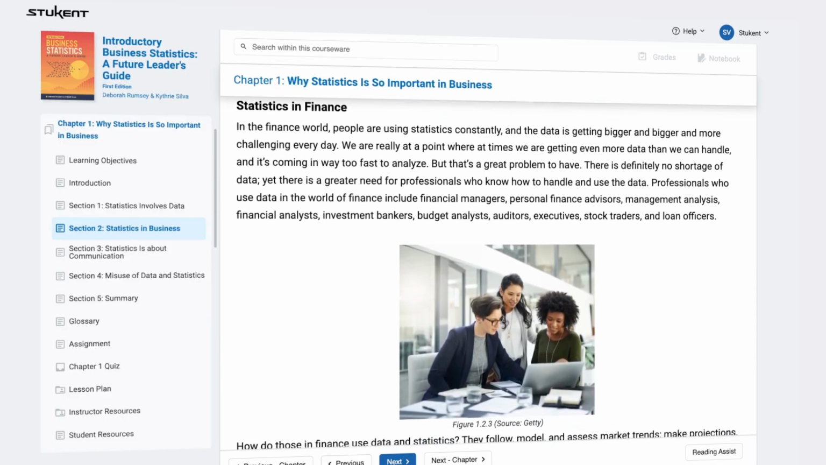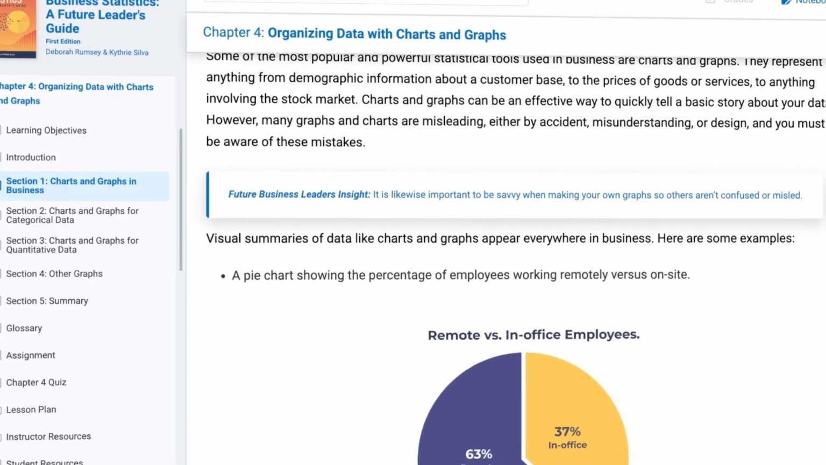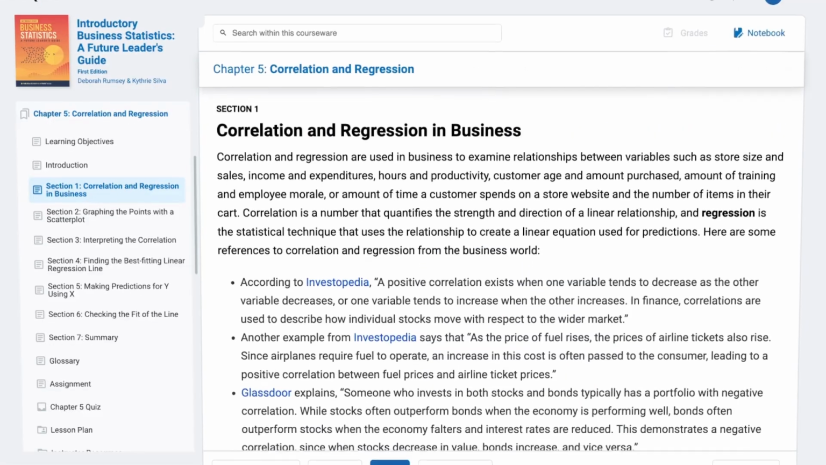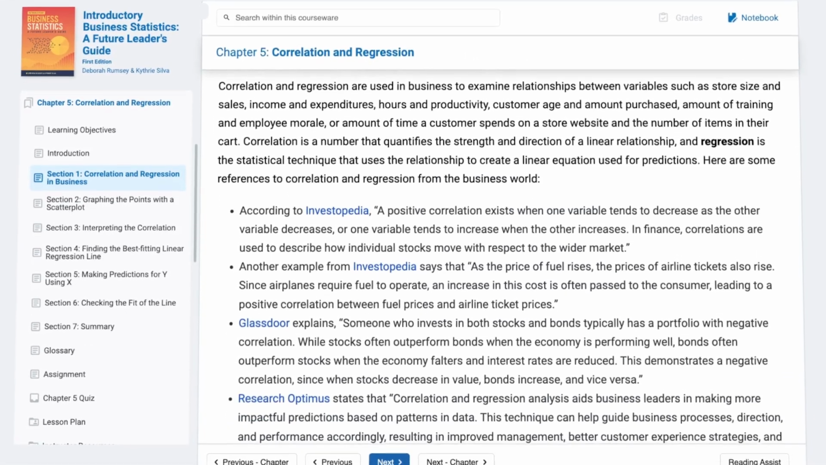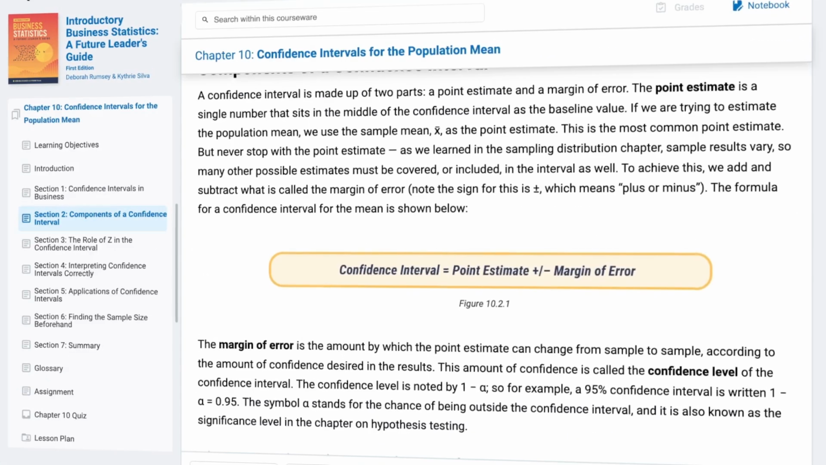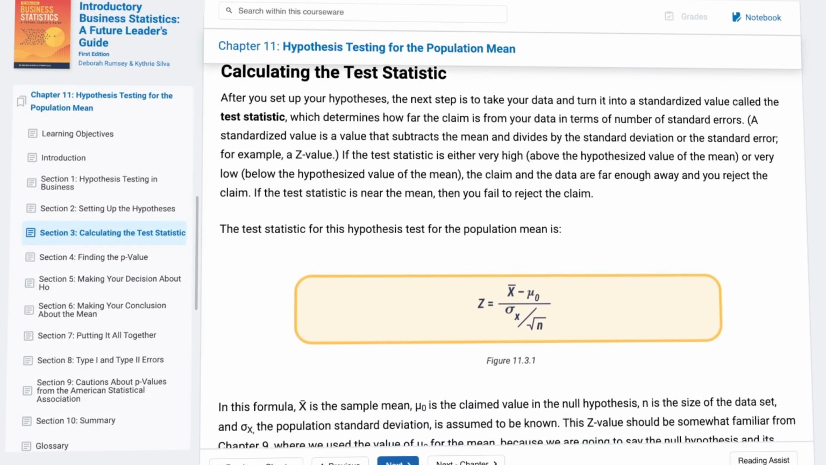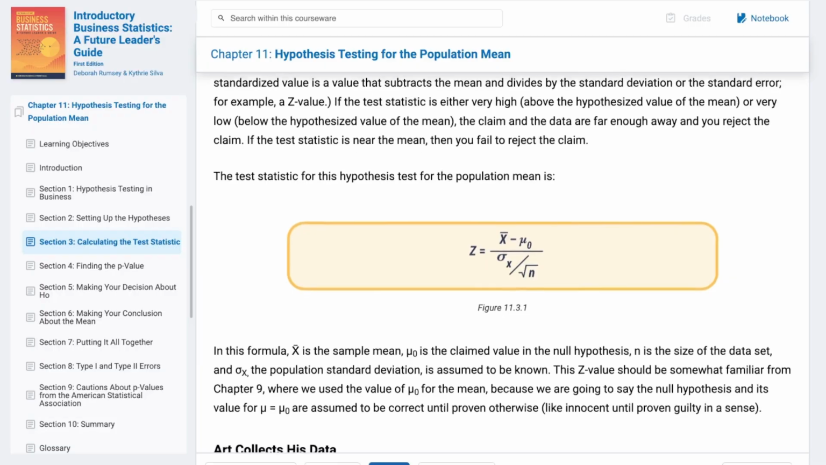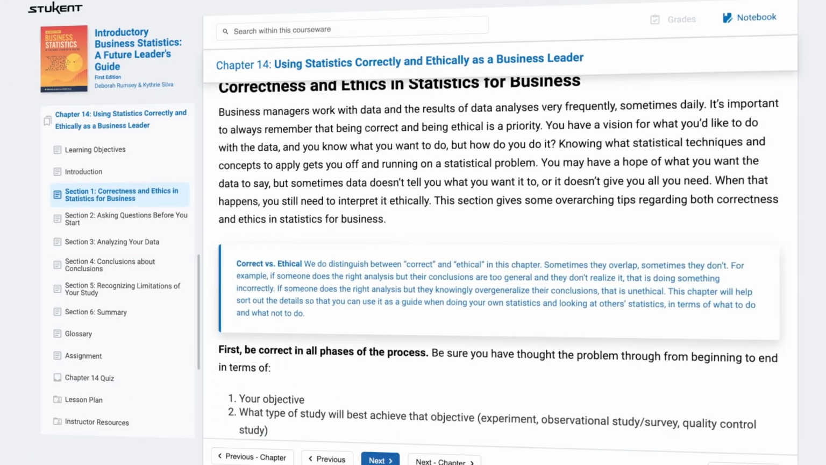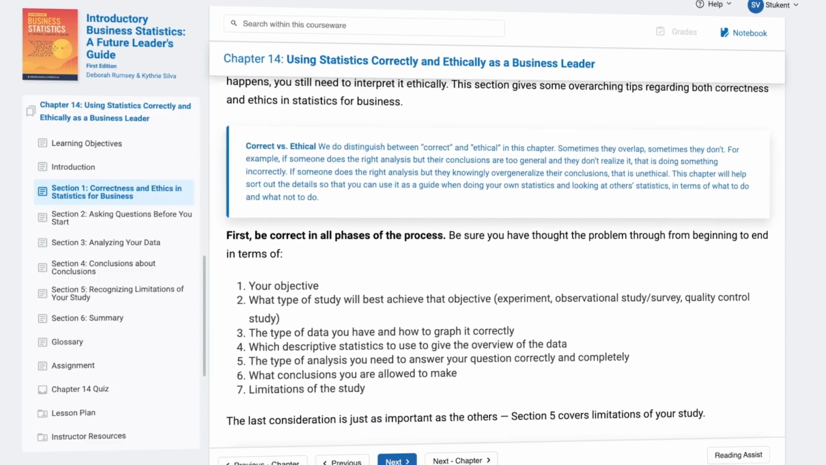The courseware is broken up into 14 chapters that are designed to enable students to recognize the role of data in business and its connection to statistics, organize and interpret data using a variety of charts and graphs in a business context, apply and interpret correlation and regression techniques in a business setting, solve probability problems using different techniques, calculate, interpret, and apply confidence intervals, formulate hypotheses, calculate test statistics, and make decisions based on p-values in a business context, apply ethical considerations in statistical analyses, recognize the importance of correctness in business statistics, and a lot more that you'll be able to review in the courseware later on.